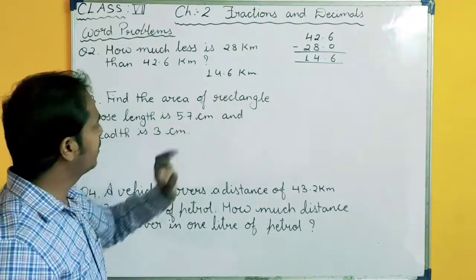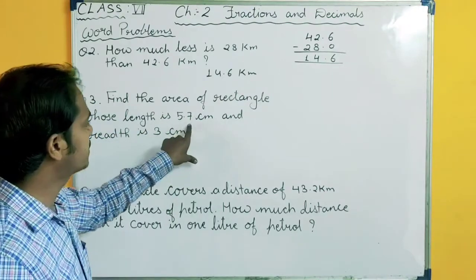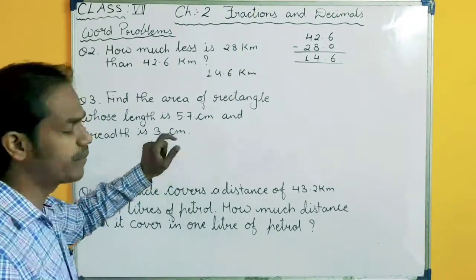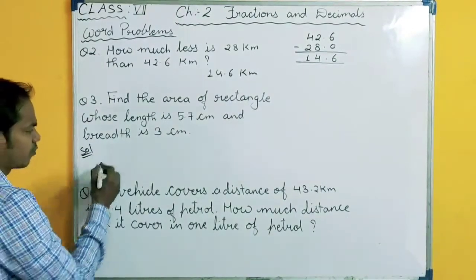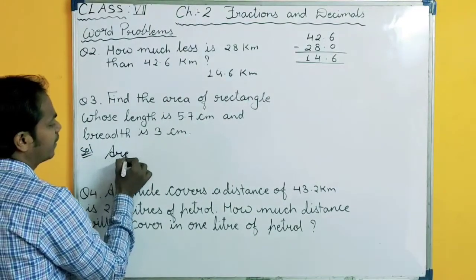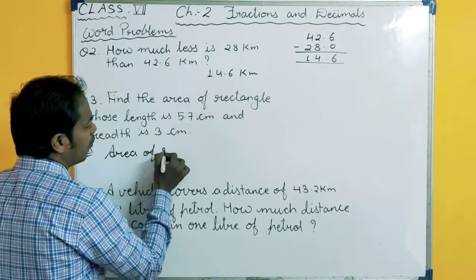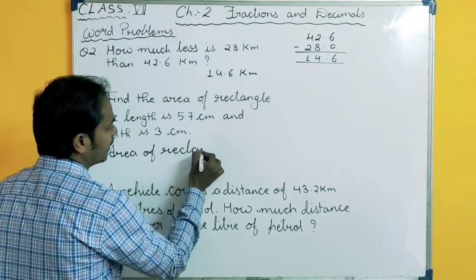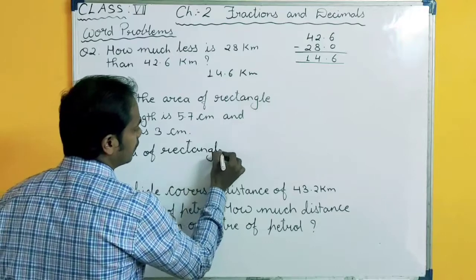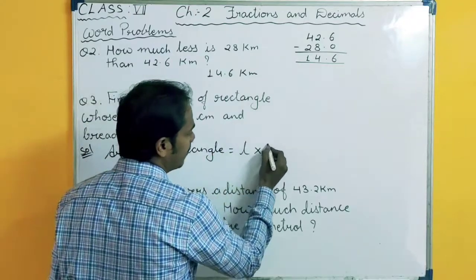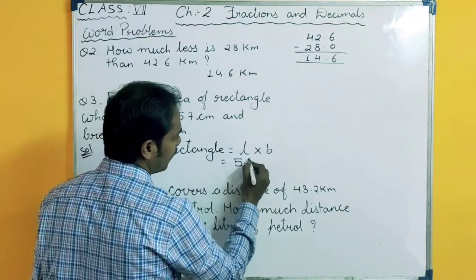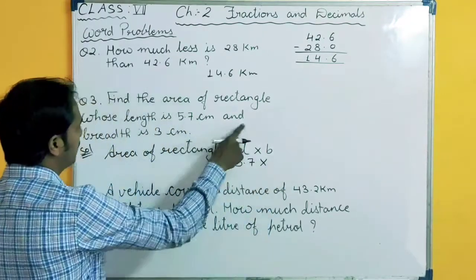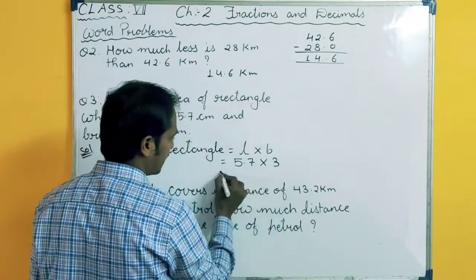Now find the area of a rectangle whose length is 5.7 centimeter and breadth is 3 centimeter. So here you have to use one formula. Area of rectangle is equal to length multiplied by breadth. So what is the length given in the question? 5.7 centimeter, and the breadth is given 3 centimeter.